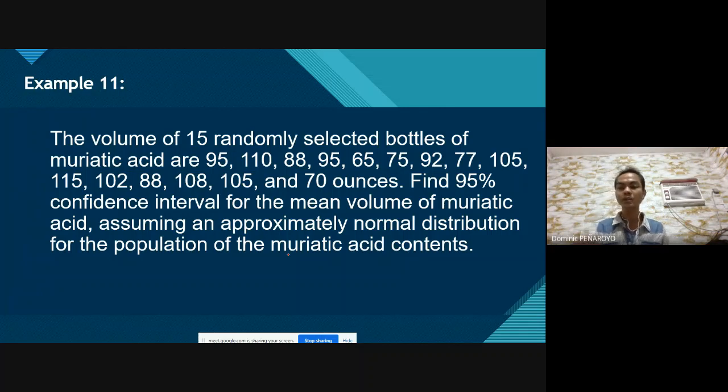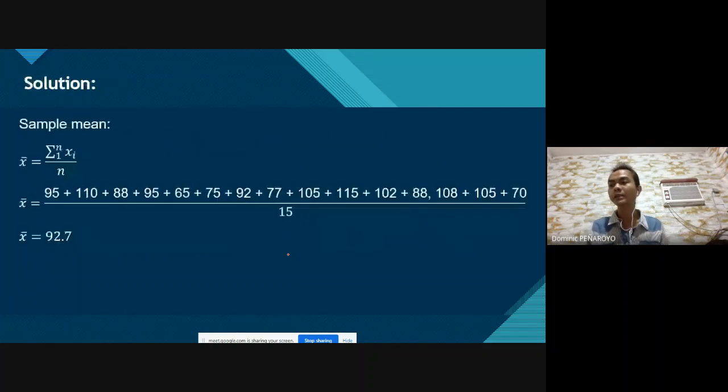If you can still remember, on your junior high school, na-discuss nyo naman yung paghanap ng mean. Isa siya sa measures of central tendency. So yung formula natin is i-add lang natin lahat ng data na meron tayo. So we have 95 plus 110 plus 88, and so on and so forth, hanggang 70, and divide natin by the total number of observations, that is 15. So we'll have 92.7.